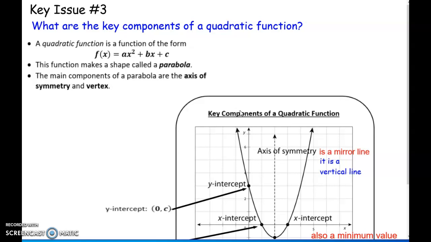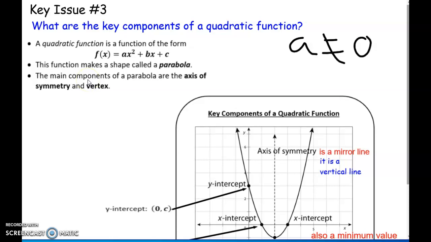A quadratic function is in the form of f of x is equal to ax squared, where a is a number, plus bx plus c. a cannot be 0. Because if I multiply 0 times x squared, then the x squared value goes away, and I just get a linear equation. So a is not 0. Okay, this function makes a shape called a parabola. So that's one of the key components, or one of the descriptions for the graph.